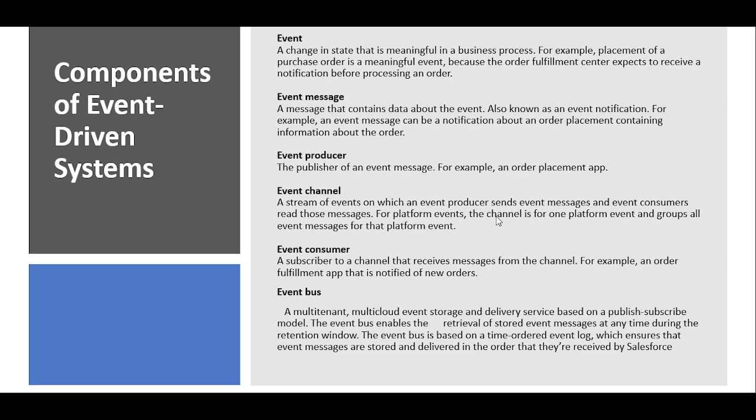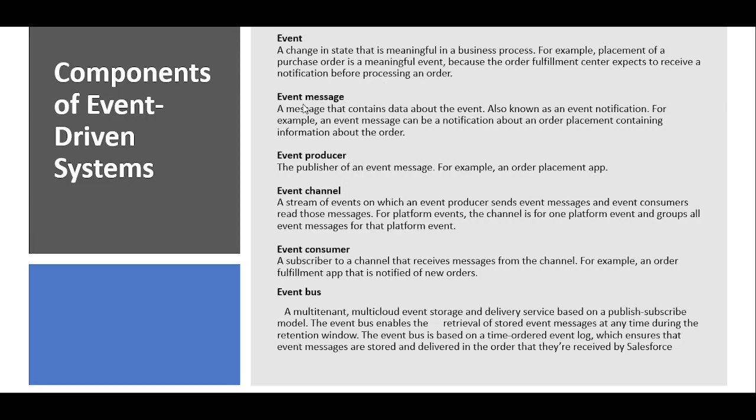So some of the components of event-driven systems are event, which means a change in a state that is meaningful in a business process, which I already explained in my example of buying a product from Amazon. So here it says a placement or purchasing order is a meaningful event because the order fulfillment center expects to receive a notification before processing an order.